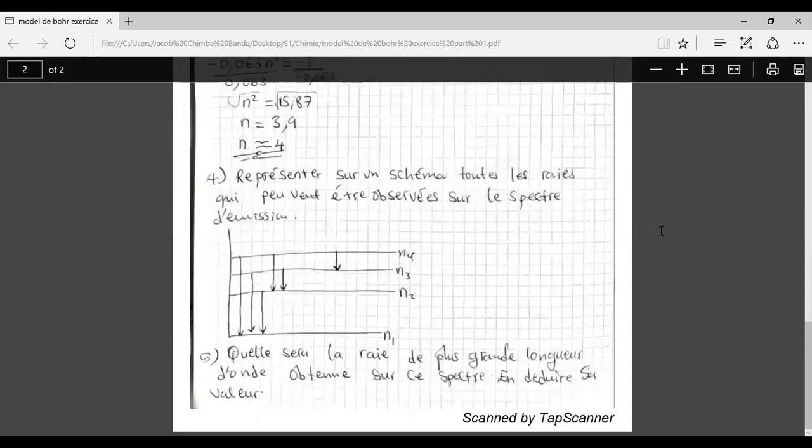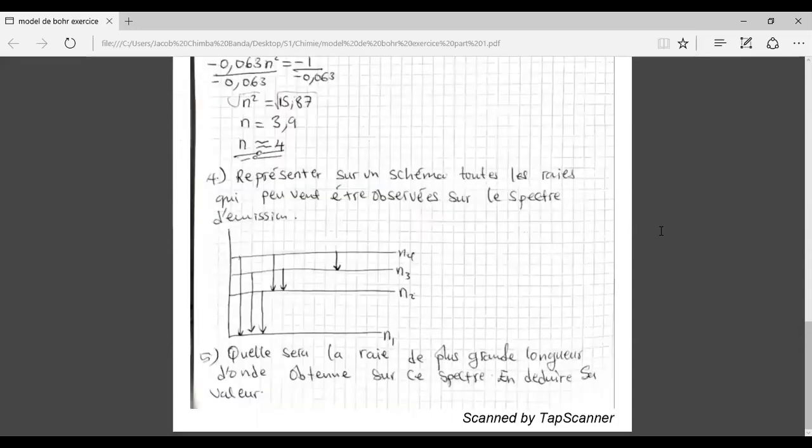Then question number four. It was: represent sous un schéma toutes les rays qui peuvent être observées sous le spectre d'émission. So here the question is represent this in a diagram. Represent all these rays in a diagram which you can observe. Represent these rays of the emission spectrum in a diagram, the rays of the spectrum which you can observe. So how do we represent it?